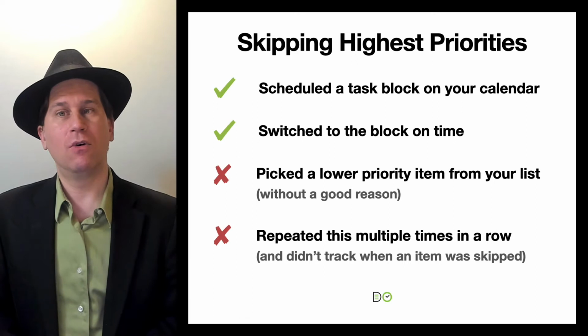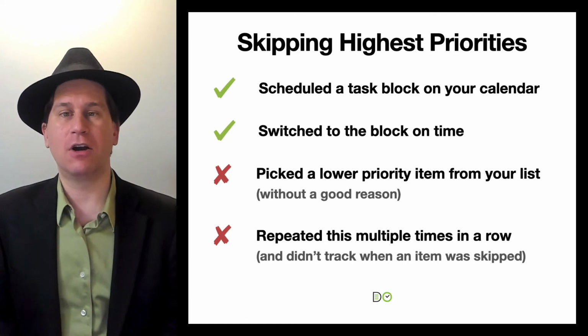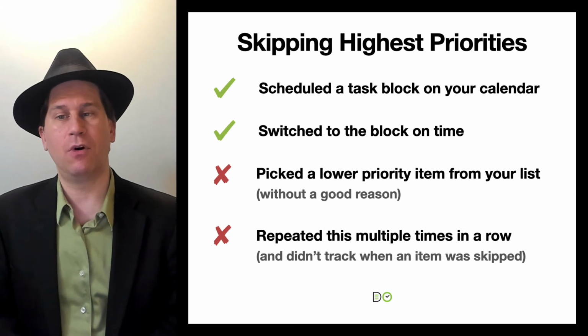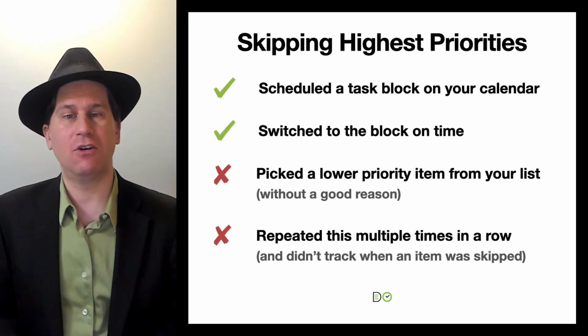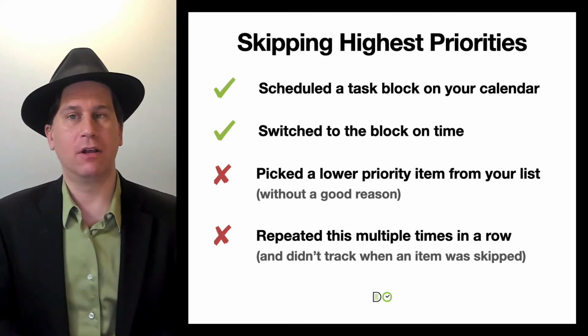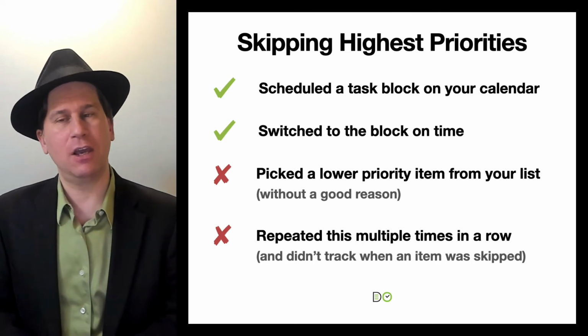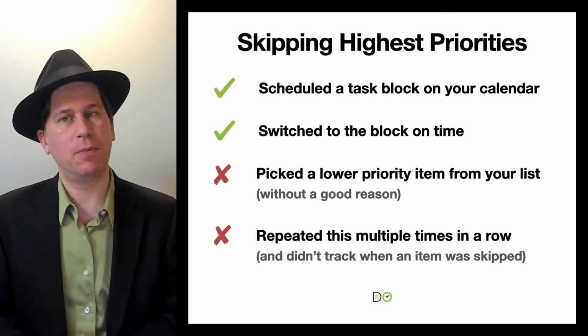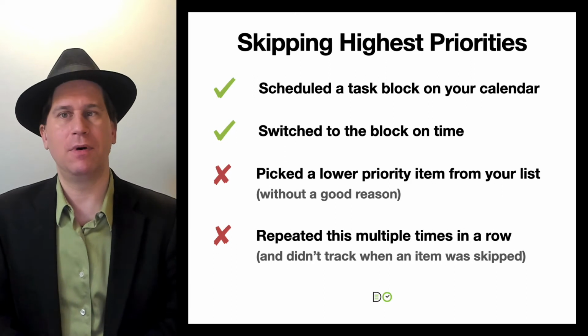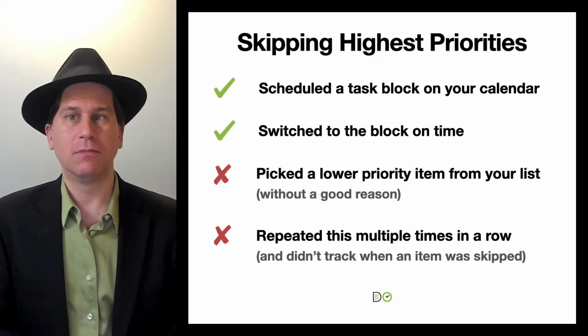And finally, we can skip our highest priorities, right? And this is what I talked a little bit about before, where I schedule a task on my calendar, I switch to the time block, but now I pick a lower priority from my list. And it's not like I'm picking a low priority strategically, where sometimes I'll pick a very small, quick task, like a 5, 10, 15-minute task to gain a little bit of momentum, right?